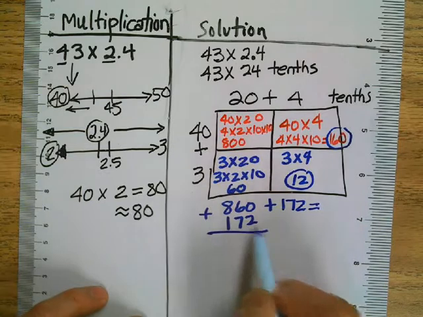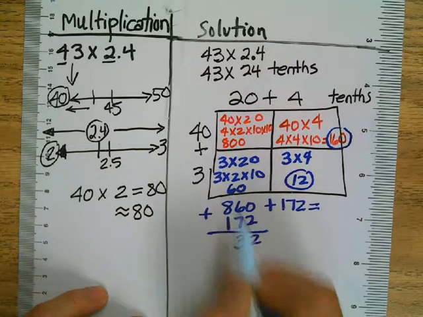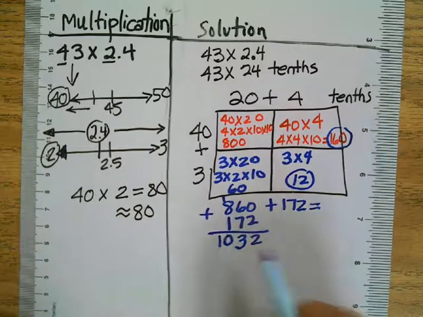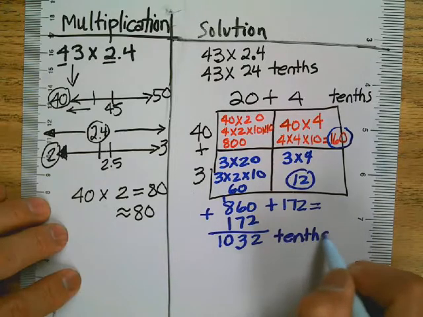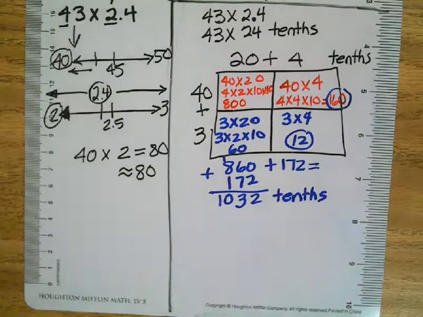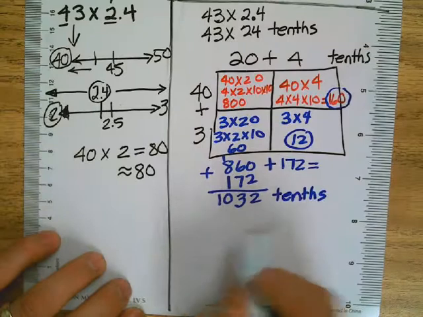Okay, now remember, my friends, the answer for this multiplication problem is in tenths. So we're going to convert that to something without the units. So the tenths is going to be converted into 103 and 2/10. So this will be your answer right here.